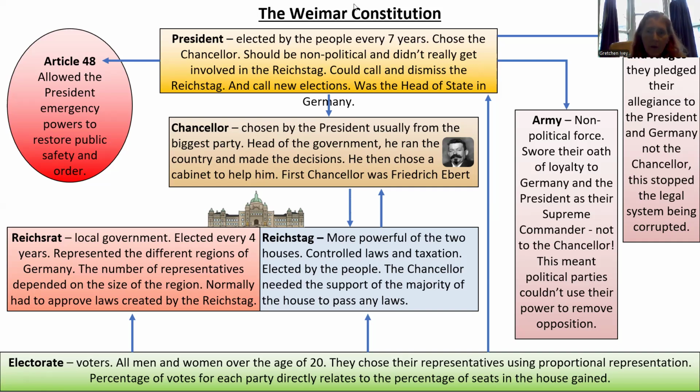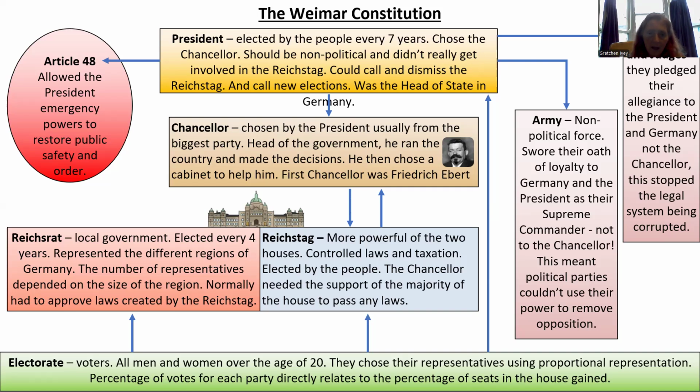They also have control of the law courts and judges. This is the president. They pledged their allegiance to the president and Germany, not the chancellor. This stopped the legal system being corrupted. And the president also had control of the army. Non-political force swore their oath of loyalty to Germany and the president as their supreme commander, not to the chancellor. This meant political parties couldn't use their power to remove opposition.